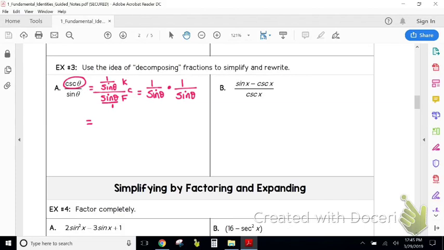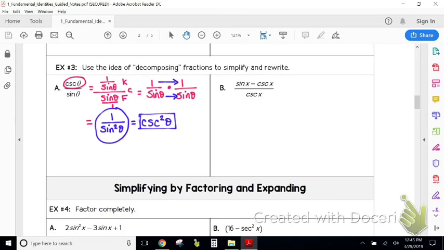All right, so when we multiply fractions, we multiply straight across, right? So 1 times 1 is 1 over, and sine times sine is sine squared. But wait, what is 1 over sine? Cosecant. So what is 1 over sine squared? Cosecant squared. So we get cosecant squared. Perfect.